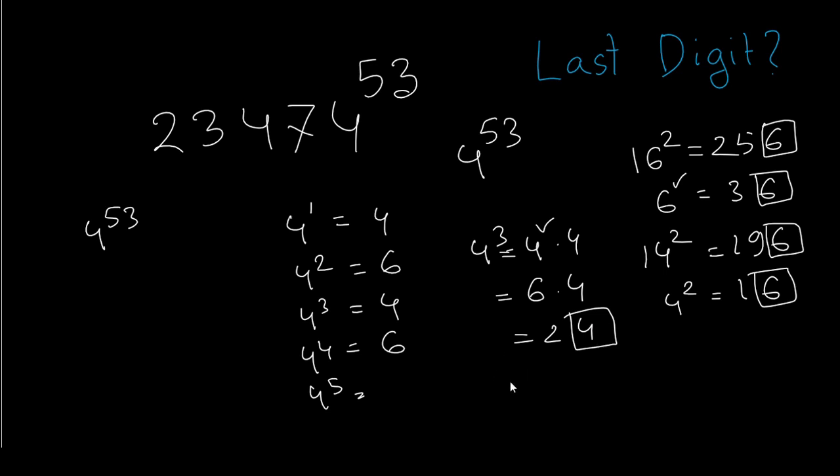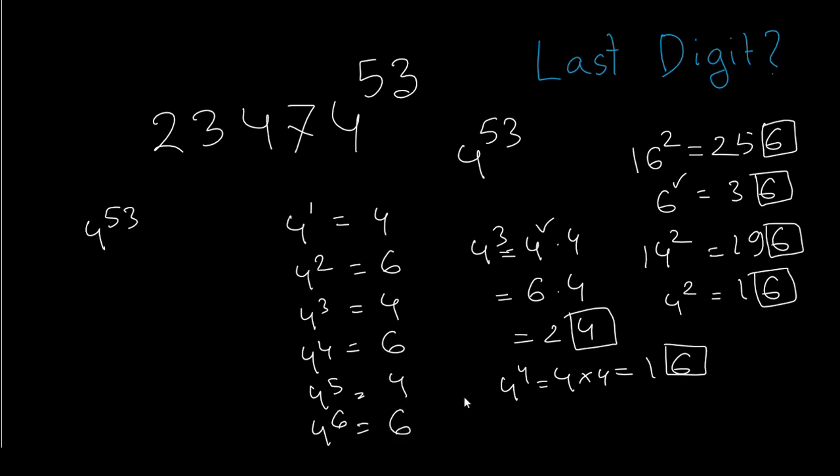Similarly for 4 to the power 4, we will just multiply the last digit of the previous number, which is 4 cubed, and the last digit is 4, with another 4. Then we get 16, and the last digit is 6. So we don't need to work with 4 to the power 4, 4 to the power 5, 4 to the power 6 or anything. We will just multiply 4 with the previous last digit. So for 4 to the power 5, we multiply 6 with 4, then we get 24, so the last digit is 4. For 4 to the power 6, we multiply 4 with another 4, which is equal to 16, so the last digit is 6.